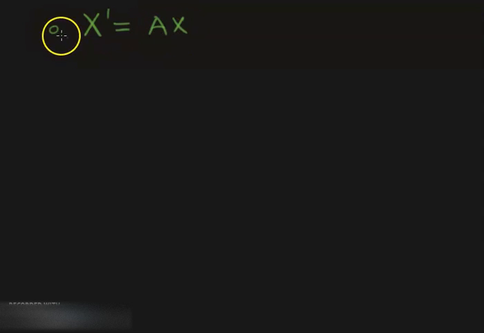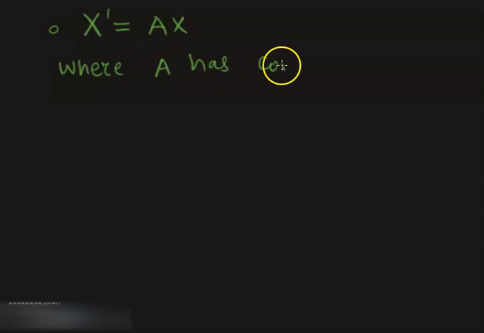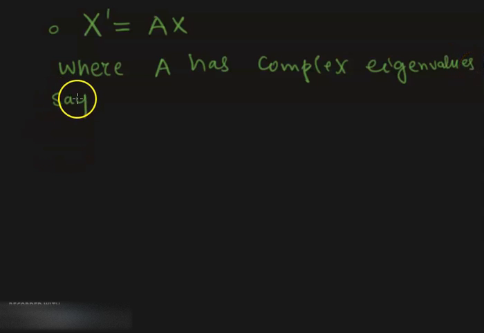Consider this dynamical system now: x prime equals Ax, where A has complex eigenvalues, say alpha plus iota beta and alpha minus iota beta. Okay?